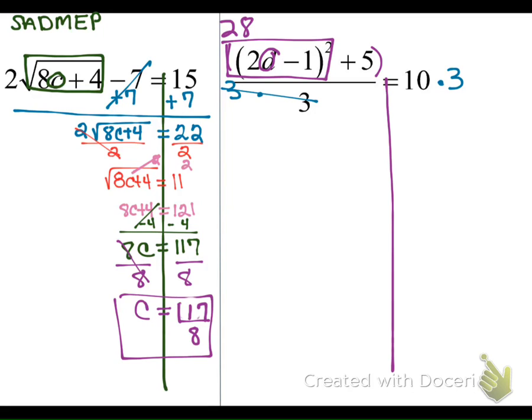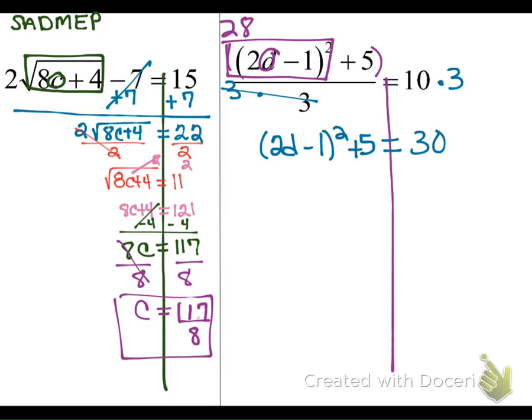So what do I bring down on my left side? The parentheses 2D minus 1 squared, and then plus 5. Nice job of remembering the parentheses. And then on my right side? You put a 30. You better ace this quiz today. You're doing a good job.